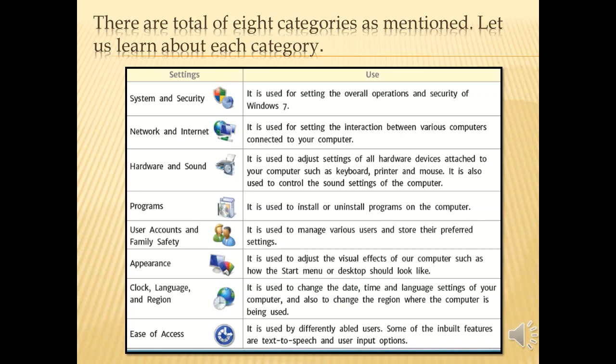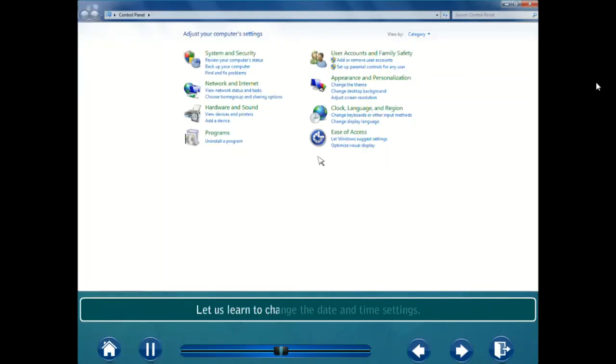So in control panel, now we are going to see one by one how to change the date and time settings, how to change the taskbar and start menu settings, change the mouse settings and sound settings. So first we are going to see how to change date and time settings. Let us learn to change the date and time settings.